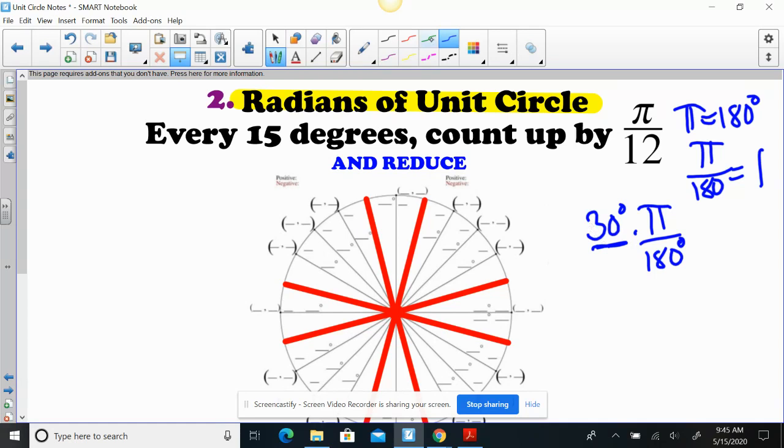So 30 and 180, well, 30 goes into both of those. 30 goes into 30 once, 30 goes into 180 six times. So this would just be pi over 6.